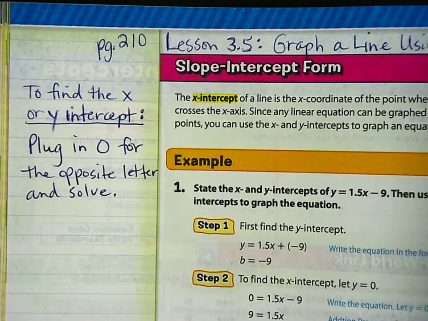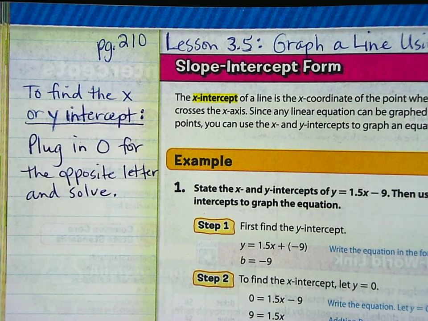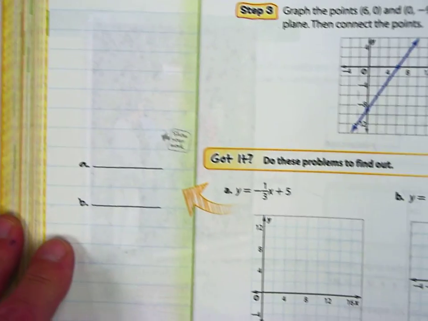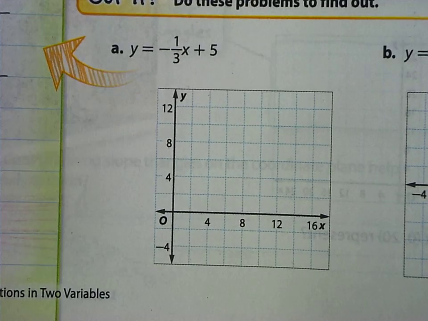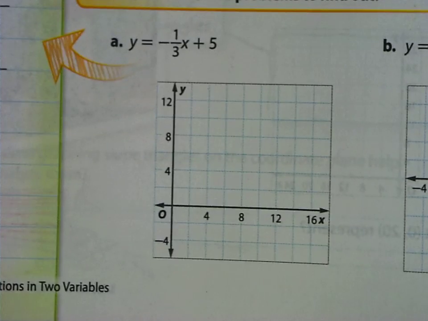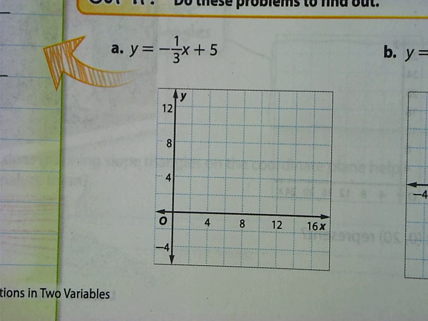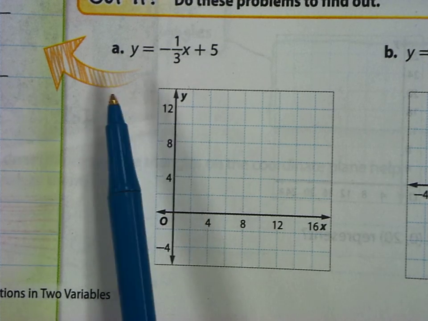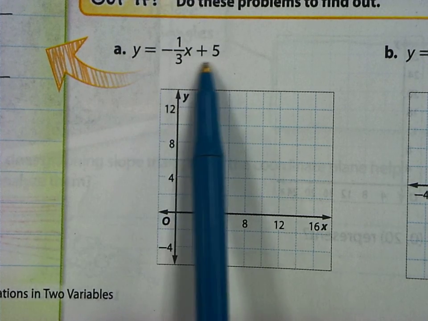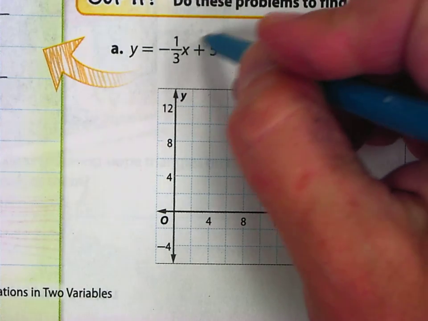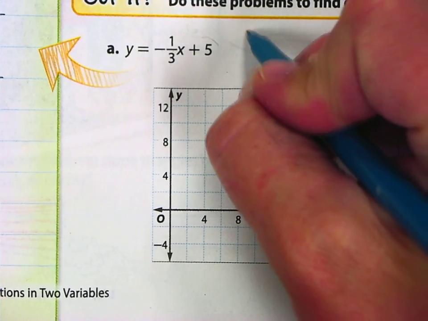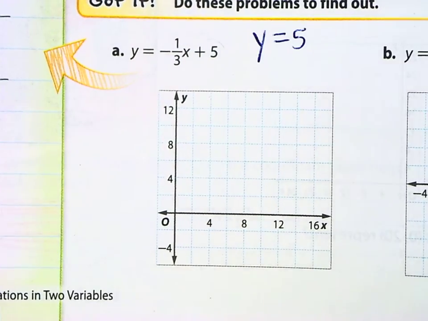Okay, let's try another one. Go back to your book on page 210 and take a look at the Got It problem A. We're going to find the x and y intercepts, state them, and then graph the line. This equation is in slope-intercept form, so the y-intercept is 5. We already have it, it's right here. So I'm going to state y-intercept is 5.